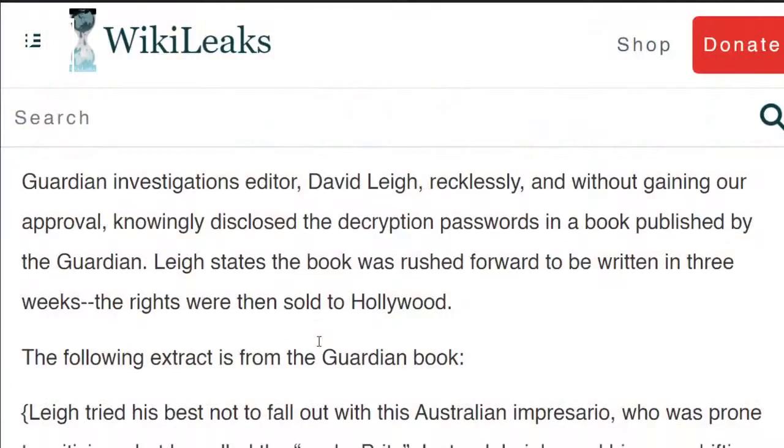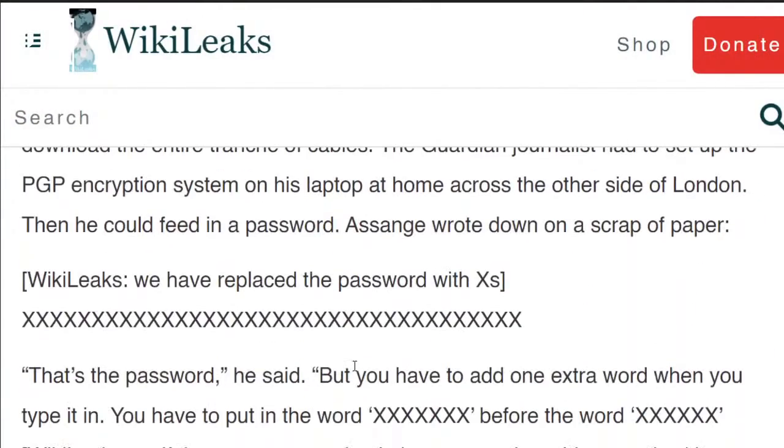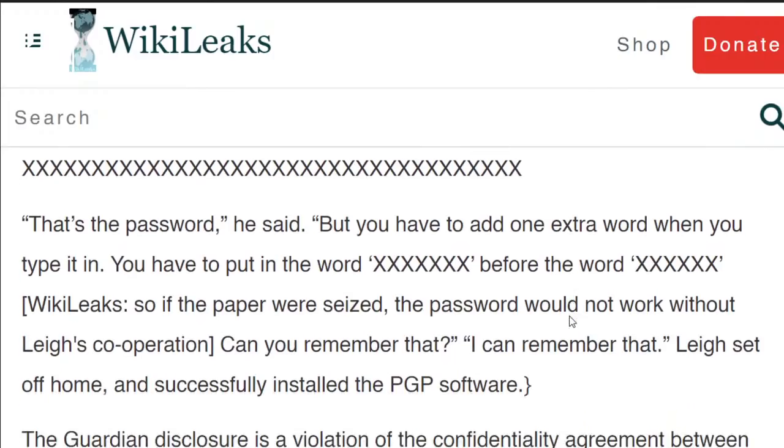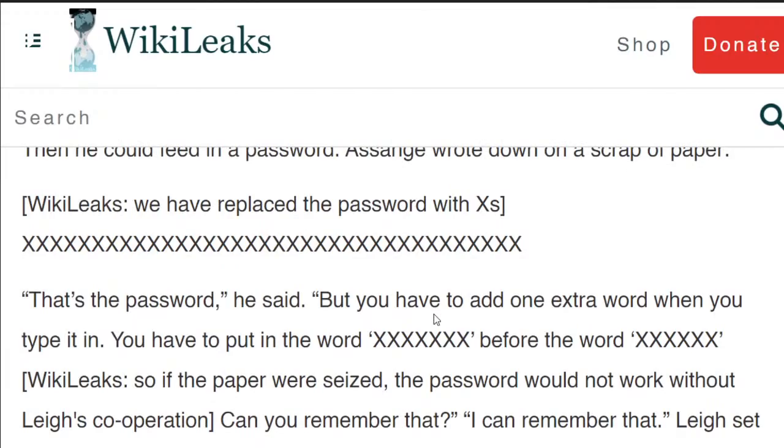Anyway, I just want to point your attention to something in this editorial. Even when WikiLeaks were berating Lee and The Guardian, they still did not publish the password. They just published a string of X's. Okay? And you got to understand, it's too late at this point. All the unredacted cables are already online. They've been published. It's over.